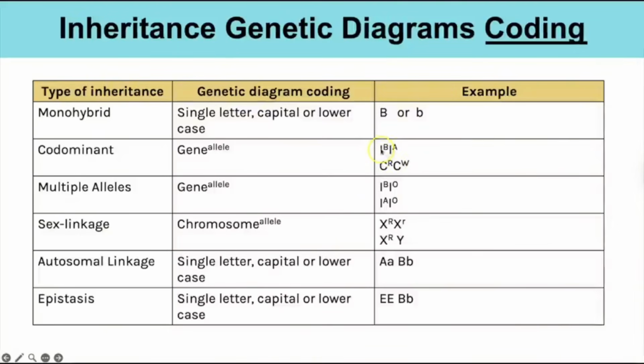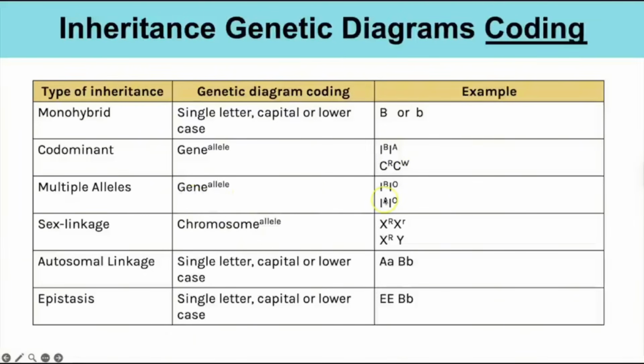So instead, you pick a base letter to represent the gene. And then superscript, you have the 2 alleles. So a dominant B, dominant A. And it's not going to be the same letter because they have to be capitals to show their dominance.